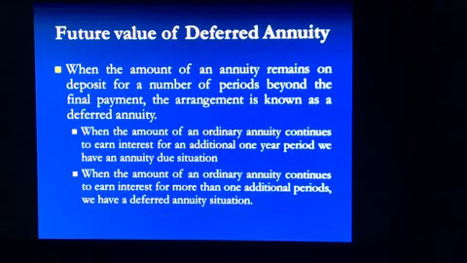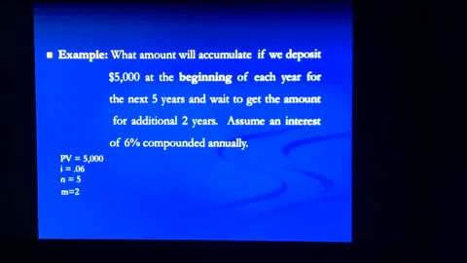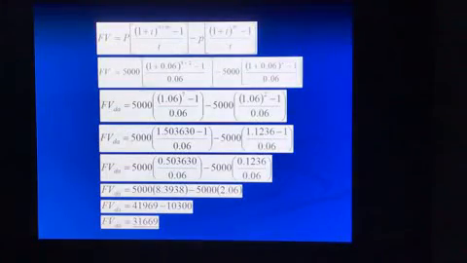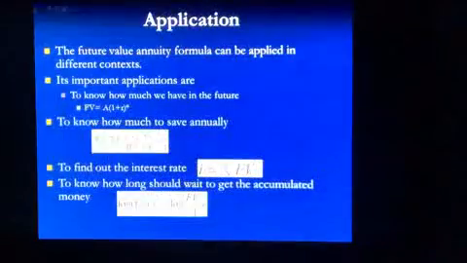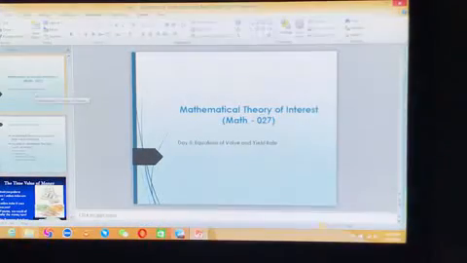So here is the future value of deferred annuity. In the case of a deferred annuity, some payments are made and then there is a gap. The payments may start after a certain time period. So we need to deduct the interest calculation for the time period in which the payments are not being made. This is an example of the deferred annuity. This is how you can calculate the amount of a deferred annuity. This is all from today's lecture.